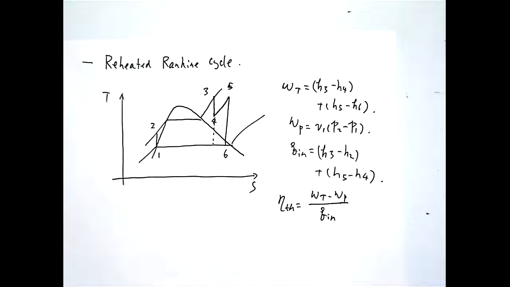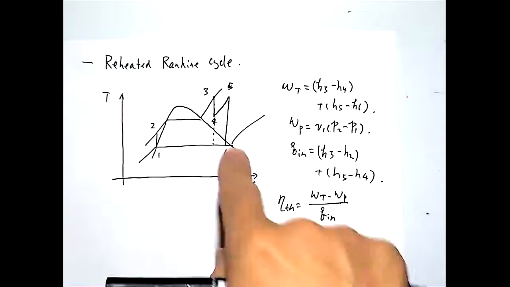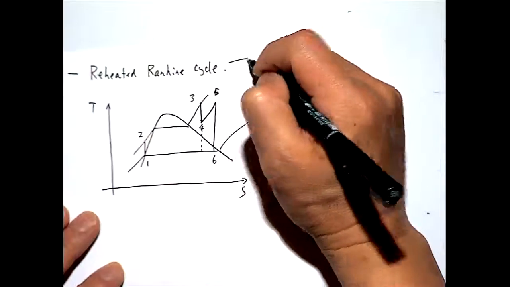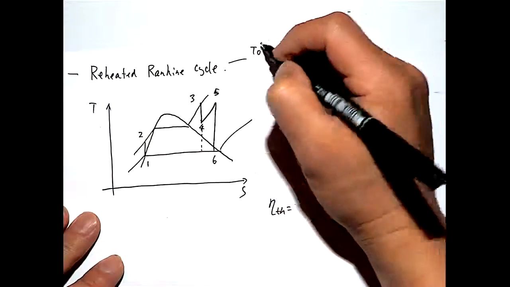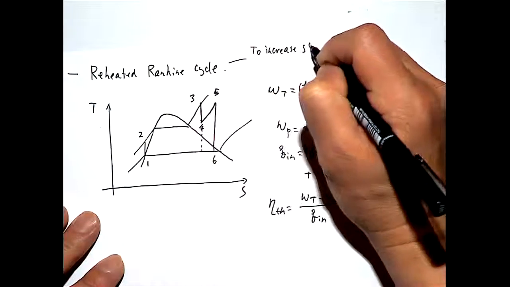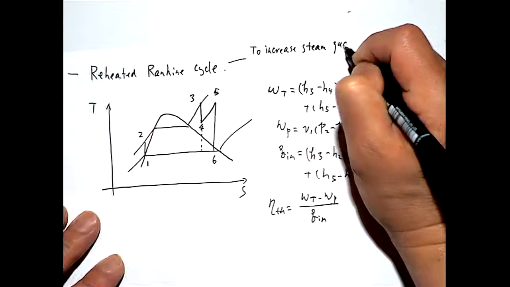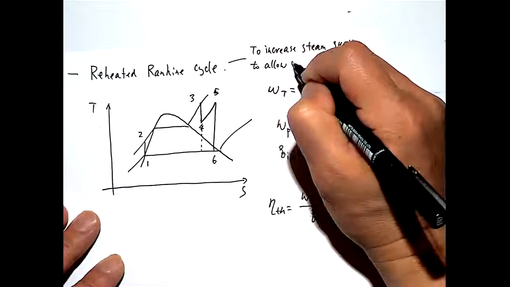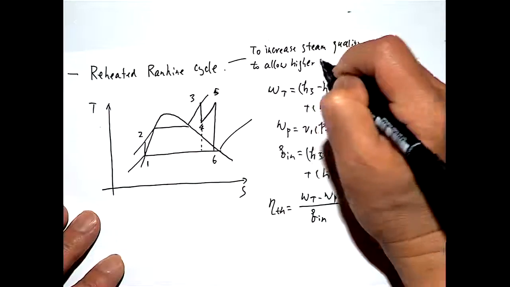So we said when you're using high pressure, you can have high efficiency. But with high pressure, you have the problem of low steam quality. So you're using reheat together with high pressure in order to get the high efficiency. That's what is practically used. So the purpose, I should say, is to increase steam quality to allow higher boiler pressure.